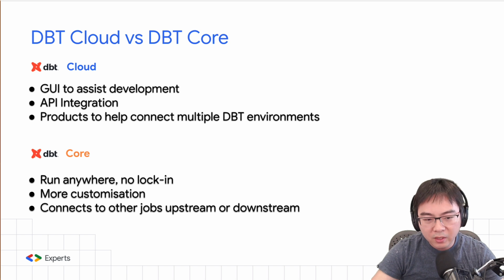But if you want something where you have full control of the source, it doesn't matter what happens to your version control, like your Git provider, it never affects your jobs.